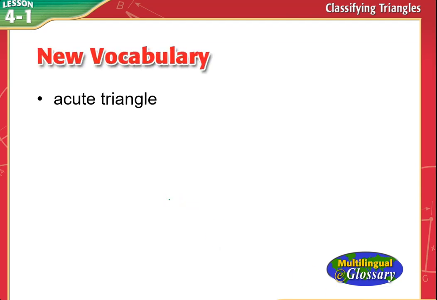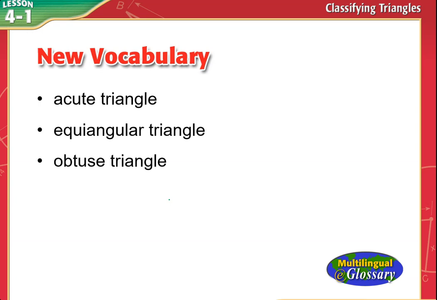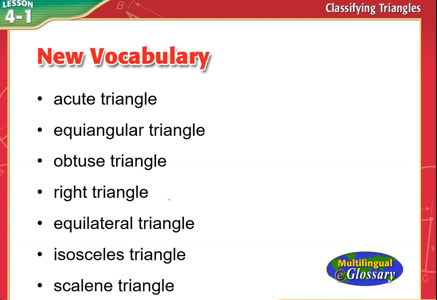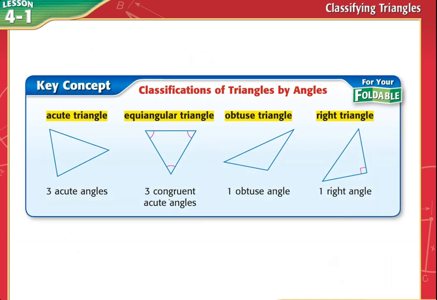Hello, geometry students. Here we're in section 4-1, and we have some new vocabulary. We have acute triangle, equal angular triangle, obtuse triangle, right triangle, equilateral triangle, isosceles triangle, and scalene triangle. Okay, an acute triangle has three acute angles.